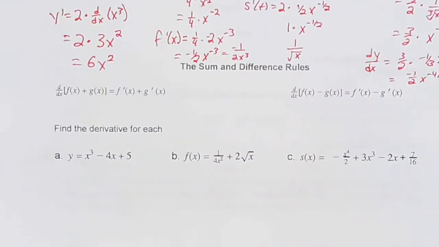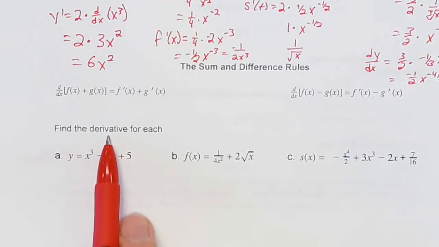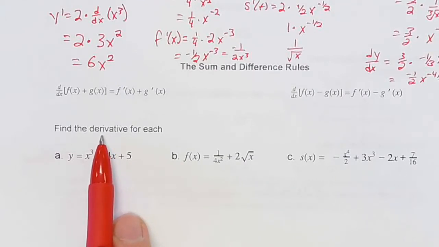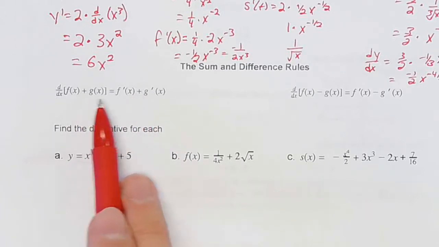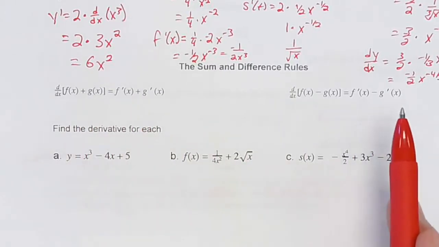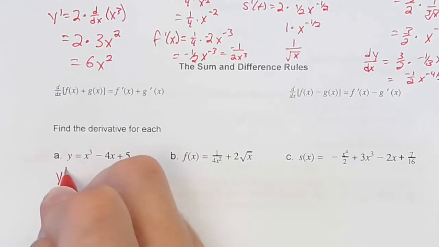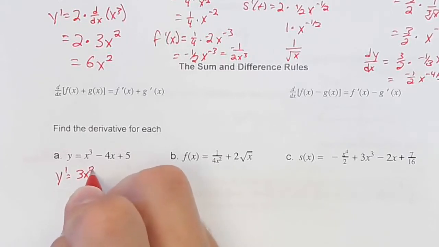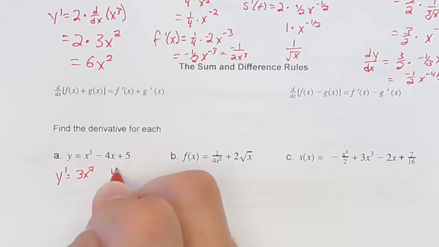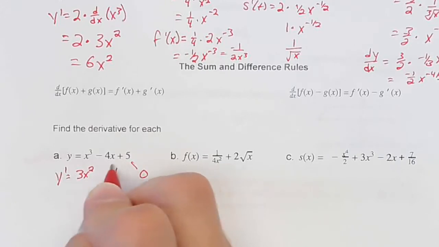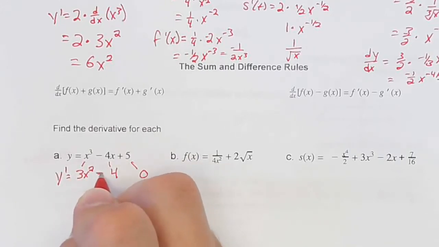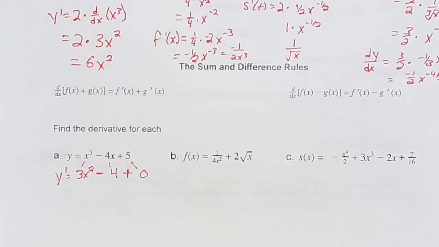Sum and difference rules. You can add derivatives for each of the functions that you have if you're adding them together. If you're subtracting, you can subtract the derivatives. So the derivative of x cubed is 3x squared. The derivative of 4x is 4, and the derivative of 5 is 0. And now, since there's a minus sign here, I subtract and I add. Of course, plus 0 goes away, and I get 3x squared minus 4. That's how I take the derivative of this.